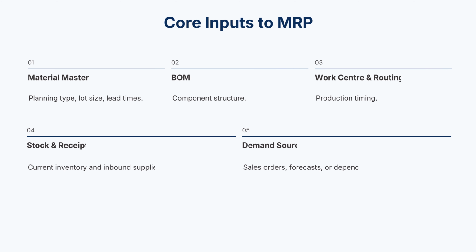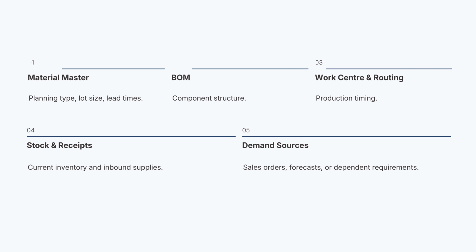Core inputs to MRP. MRP depends on multiple inputs working together. The Material Master defines planning behavior. The Bill of Materials identifies components. Routings or work centers determine production timing. Stock and open orders provide current supply status. Demand comes from sales orders, forecasts, or dependent requirements. All these inputs are processed to determine future material needs.